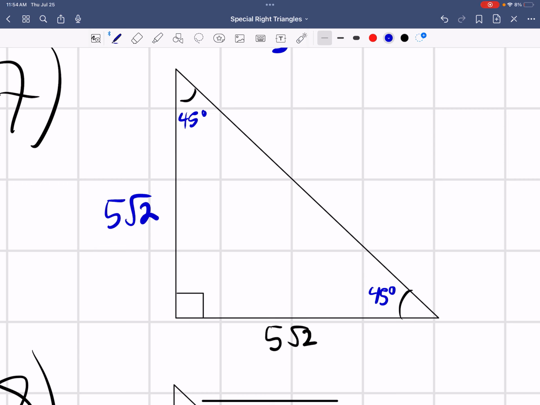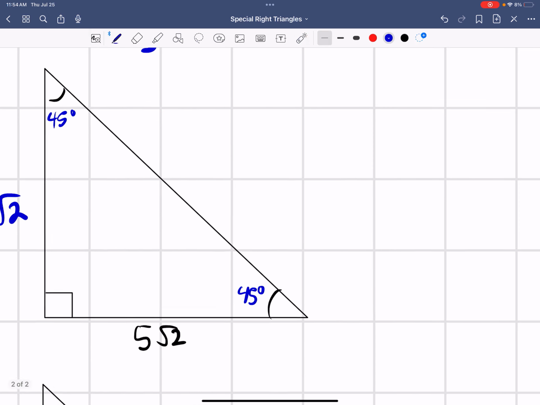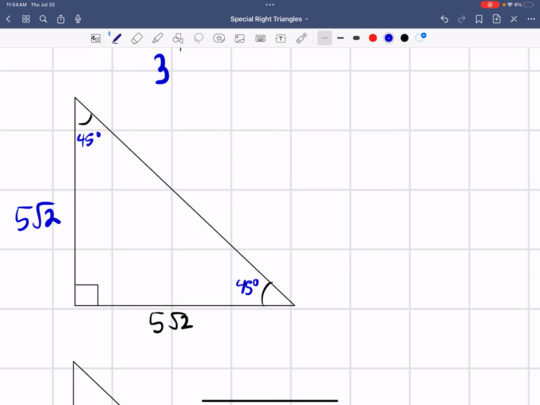And again, to go from the leg to the hypotenuse, we multiply by root 2. And what's 5 root 2 times root 2? I can show my work over here on the side. 5 root 2 times root 2. Well, we can just multiply those root 2's together, and root 2 times root 2 is simply 2. So we just get 5 times 2, which comes out to 10. Done. Next.